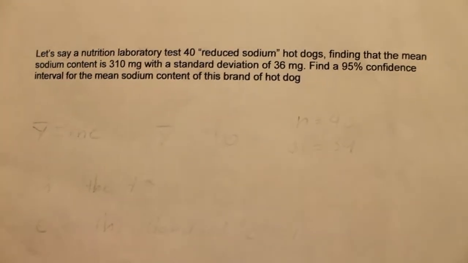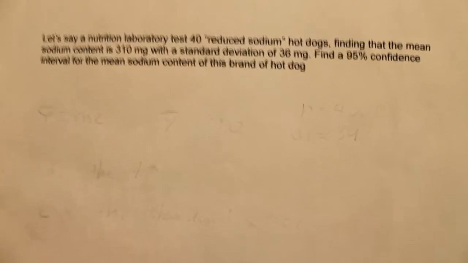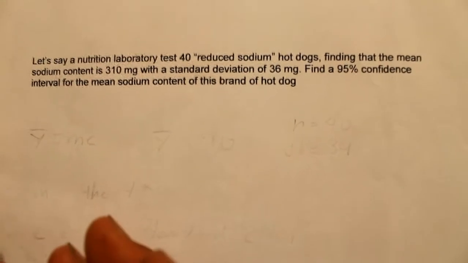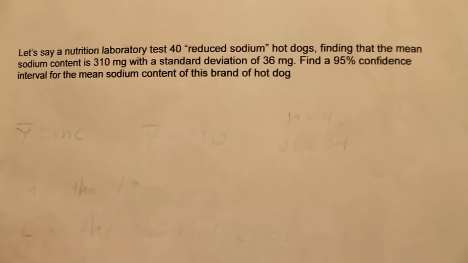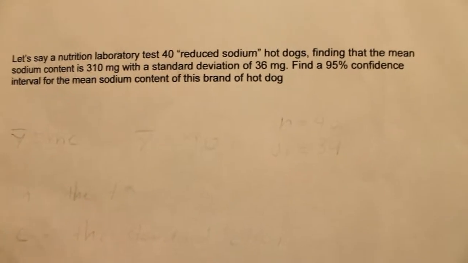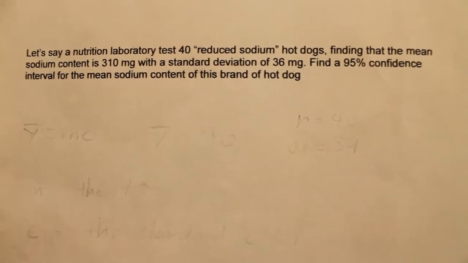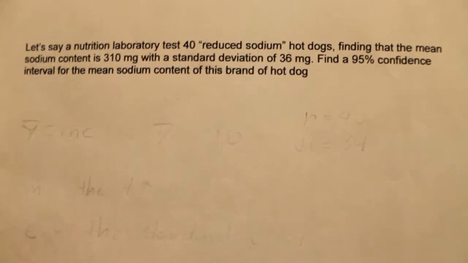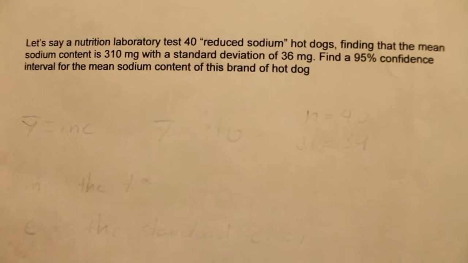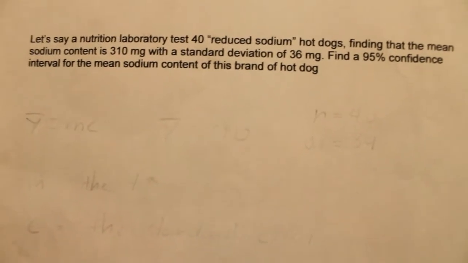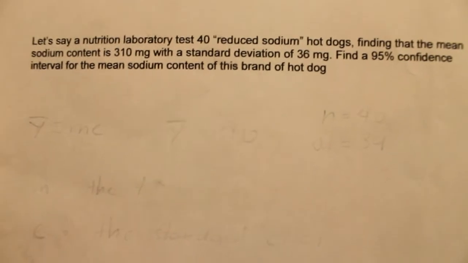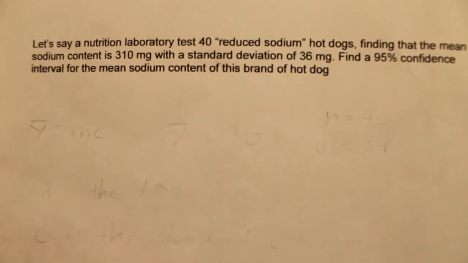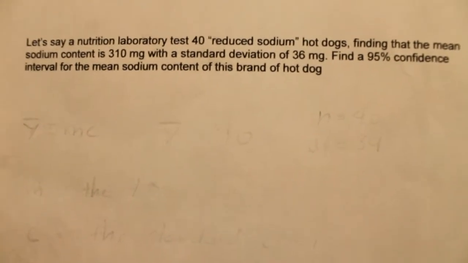We have just gone over real-life applications for t-curves. Here is a scenario in which t-curves are used to solve a real-life problem. Let's say a nutrition laboratory tests 40 reduced sodium hot dogs, finding that the mean sodium content is 310 milligrams with a standard deviation of 36 milligrams. Find a 95% confidence interval for the mean sodium content of this brand of hot dog.